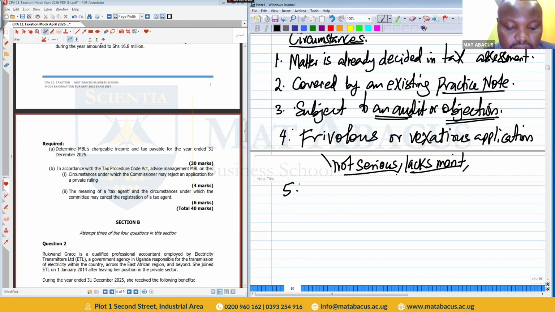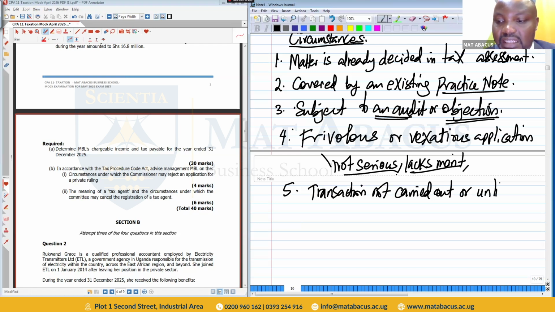Then 5 is the transaction. If the transaction is not carried out or is unlikely to occur. So the Commissioner General does not respond to hypothetical scenarios. He wants you to provide information on why the transaction is likely to occur, and that's when he can give you a response.